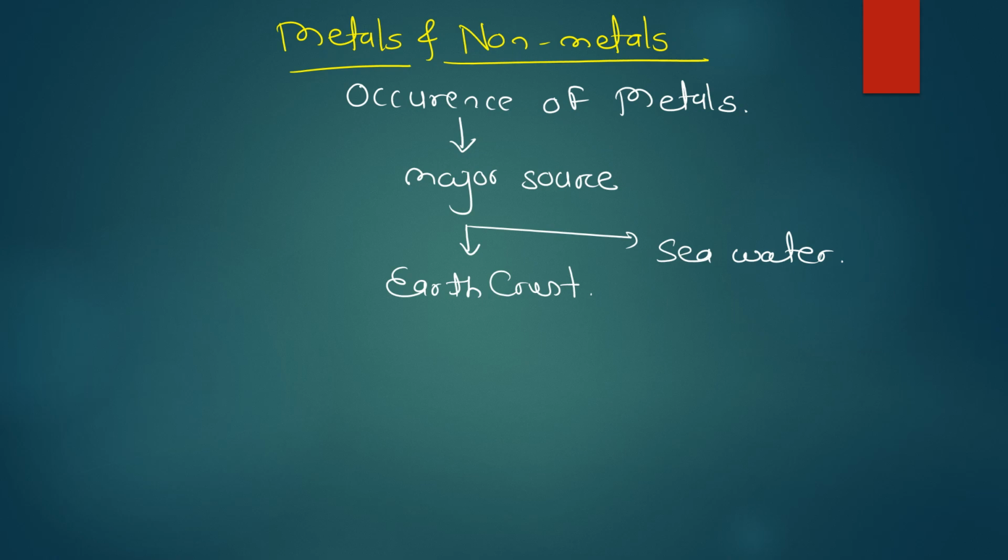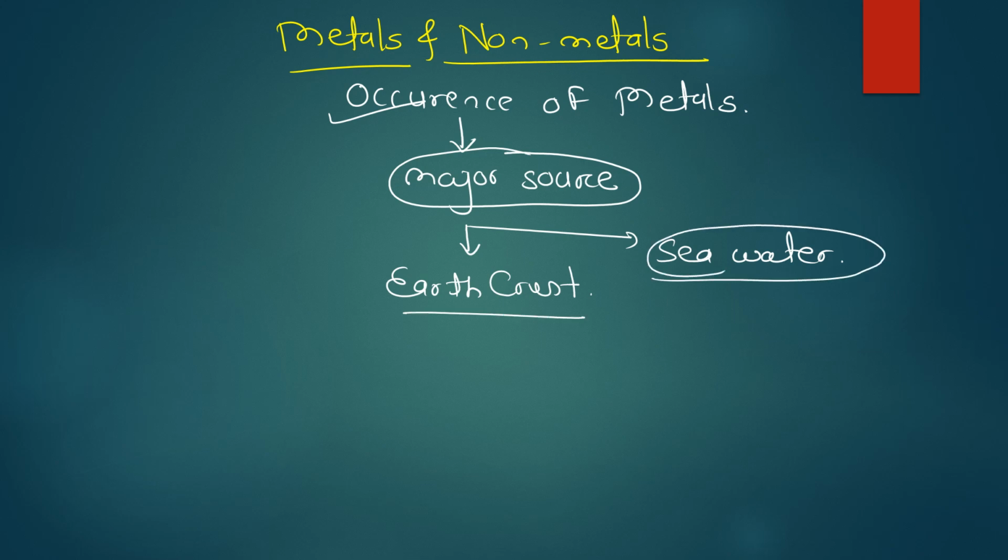So in this video we are going to understand the occurrence of metals, right? And this is the last part of this lesson. Okay, occurrence of metals. As we know, for metals the major source is our earth crust, right? And another one is sea water, where you can get the metals in the form of soluble salts. For example, we have NaCl and the second one is magnesium chloride.